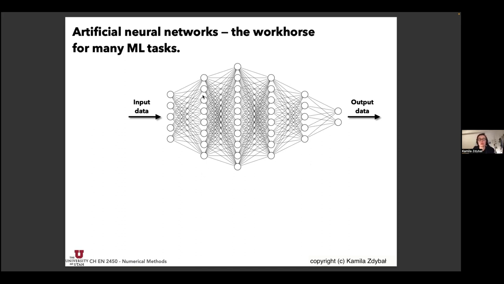So if we look, for example, at that layer over here, then every neuron from that layer is connected with every neuron from the previous layer and every neuron from the next layer. And we have those special input layer and output layer. At the input layer, we pass the input data to the network, and at the output layer, we recover some output data.